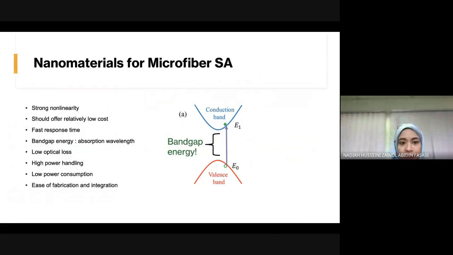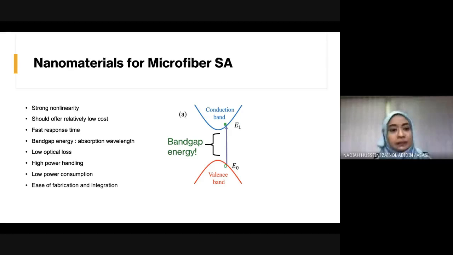Okay, so we talked about how to process the nanomaterials. So let's talk about the nanomaterials. What type of nanomaterial should you use for your SA? First of all, it should have a strong non-linearity. Not all materials can be used as an SA. It has to have a strong non-linearity. It should offer relatively low cost because the ones that we have now are cheap. So if you're going to use a material that is expensive, it would defeat the purpose, right? We always want to go cheaper. We always want to go simpler.